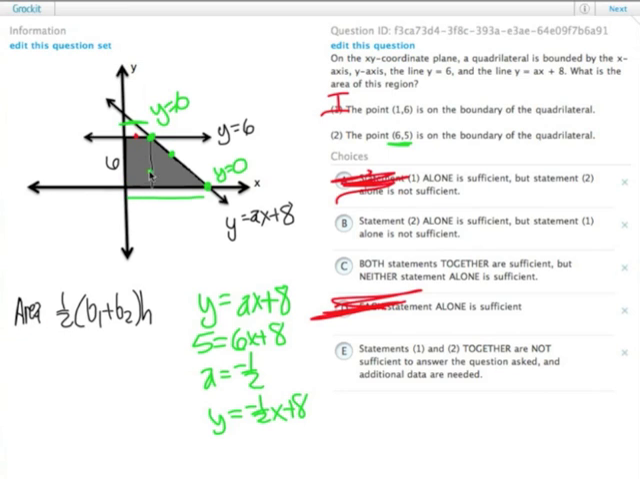We can either do the rectangle and the triangle or the trapezoid, whichever formula you prefer. So statement 2 is indirectly and complicatedly sufficient. Answer choice B.